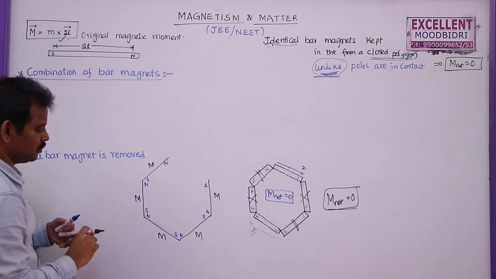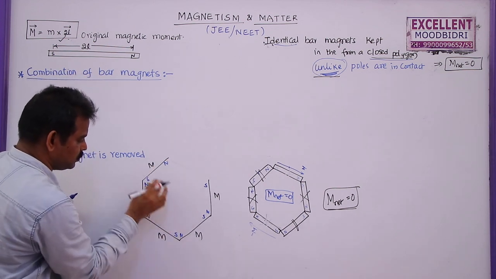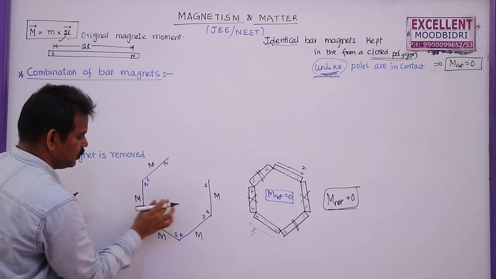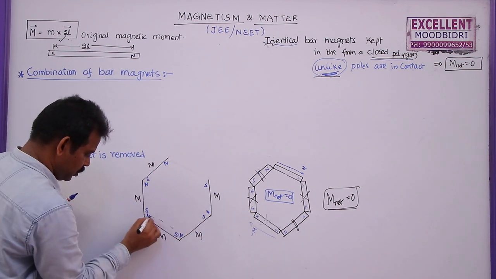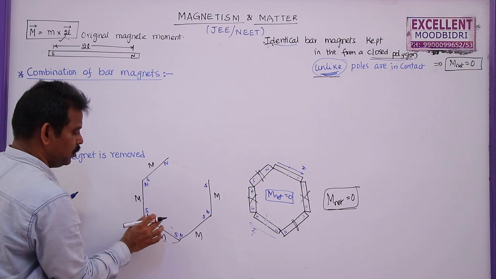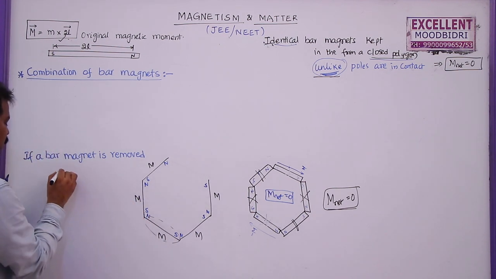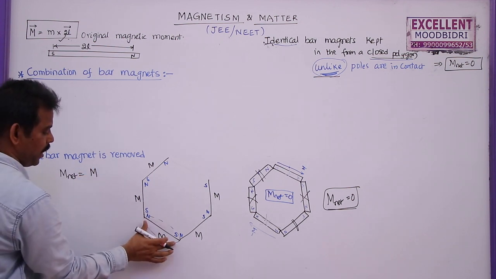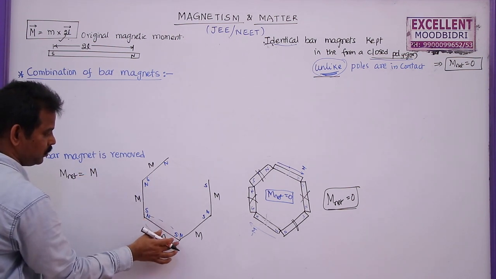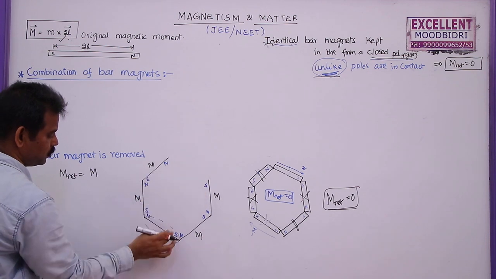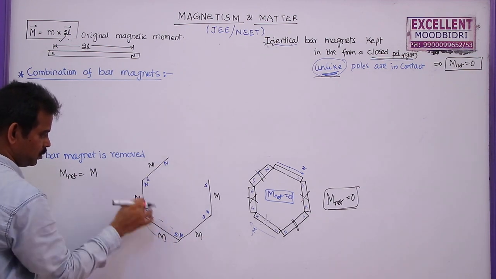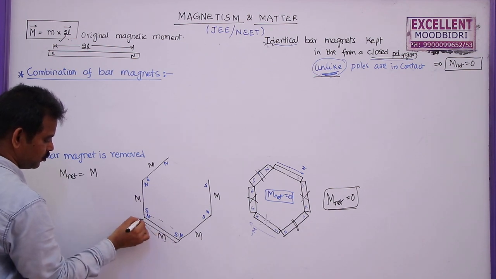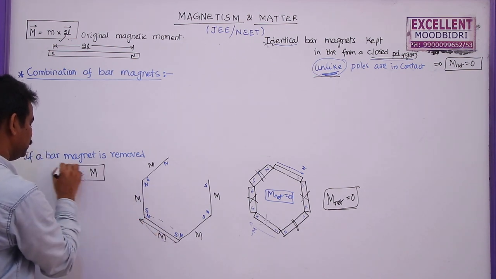If you remove this one, we know that this and this will have equal moment but in opposite direction, so they cancel. These two cancel. Only this magnetic moment is available. So M net will become equal to the magnetic moment of the magnet opposite to the removed magnet. So in this regular hexagon, opposite to this one, it is acting like this, and this is the direction of the magnetic moment. So this is the first case.